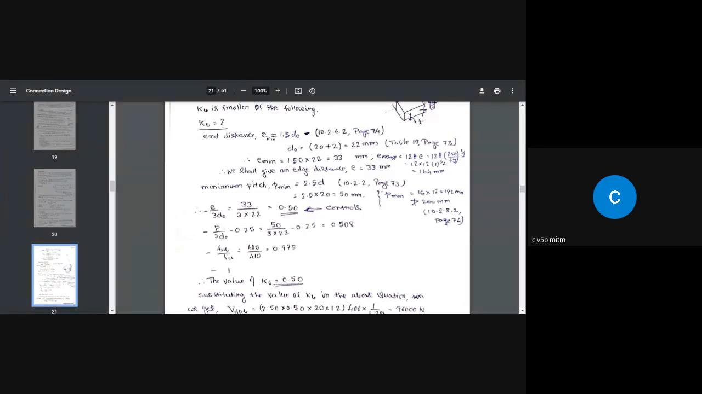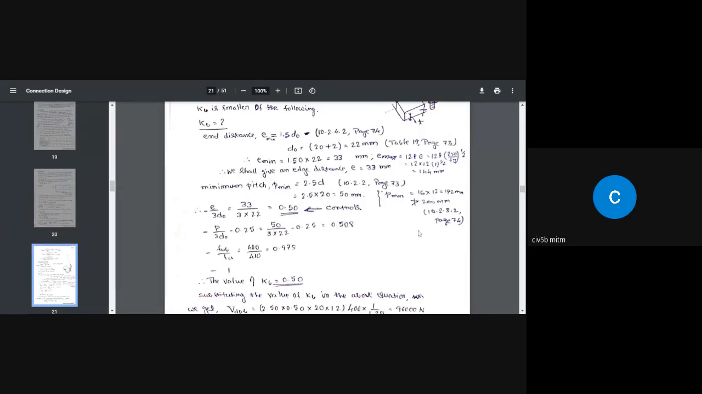Here the fastener is nothing but the bolt. The diameter of the bolt is 20, so 2.5 times 20 is 50 millimeter. That is the P minimum, the minimum pitch you need to give. So what is P maximum?